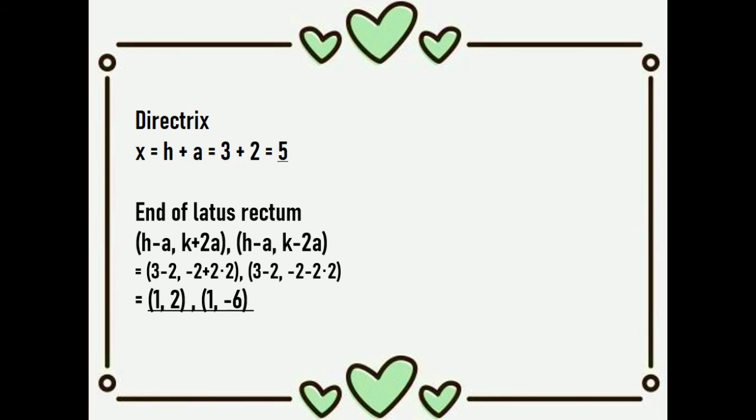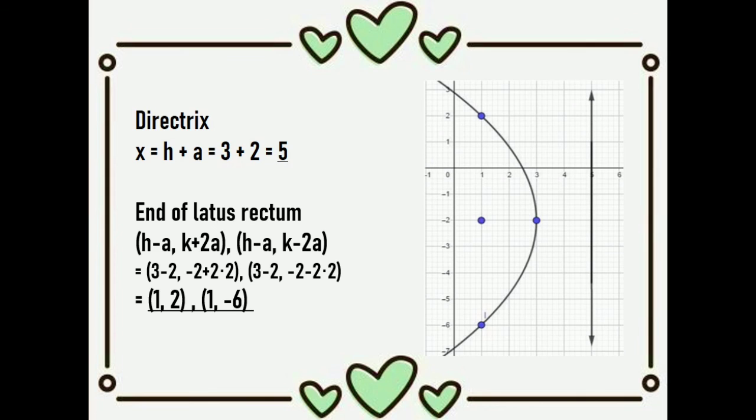Next are the ends of the latus rectum. We have the ordered pairs (h minus a, k plus 2a) and (h minus a, k minus 2a). Just substitute the values of h, a, and k and solve the rest. So the ends of the latus rectum for this equation are (1, 2) and (1, -6). And this is the graph of the equation.